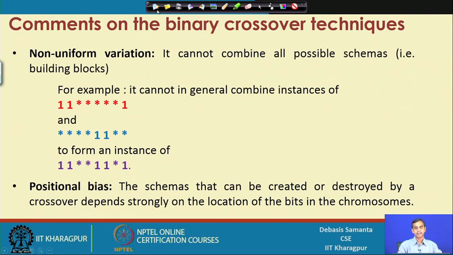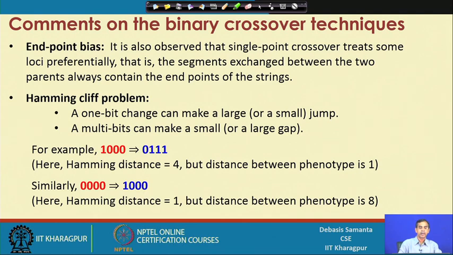Another is the positional bias. Positional bias means if this is one chromosome, sometimes whatever mechanism we follow, the end point cannot be interfered with, that means the end point will always be copied. So, it is called the positional bias, the end point positional bias. The crossover technique should be such that positional bias can be avoided. There is also the end point bias, which is also one sort of positional bias. For example, single point crossover always has a certain end point bias, because the end point is always to be copied into this one.